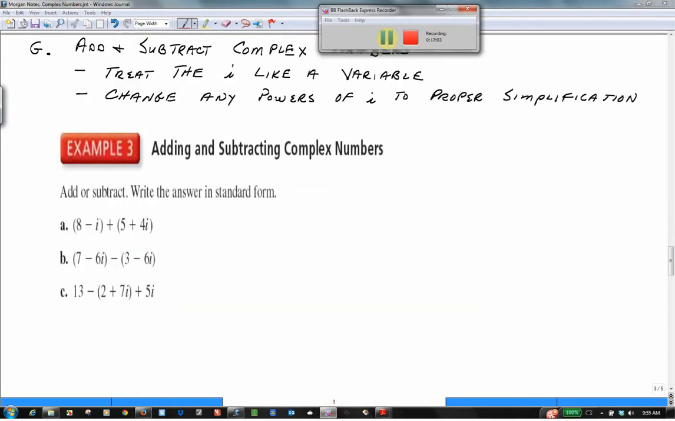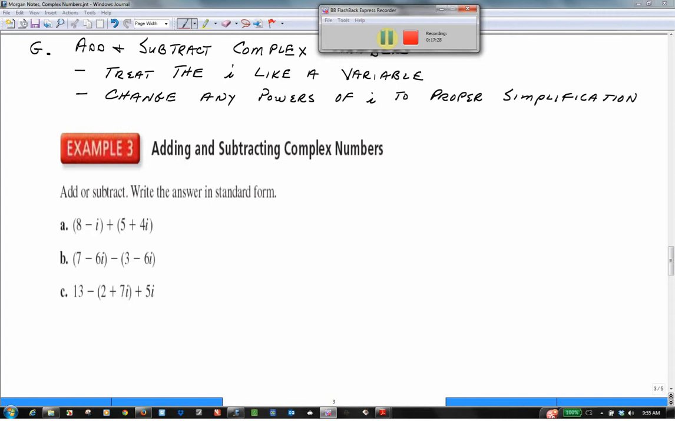Okay, the next piece is adding and subtracting complex numbers, and this is actually a lot easier than it sounds. When you add or subtract complex numbers, you treat the i just like a variable x. They simply add and subtract just like variables. So anytime you get an i squared or something like that, you're going to have to change the i squared to a negative 1. But other than that, everything is the same.